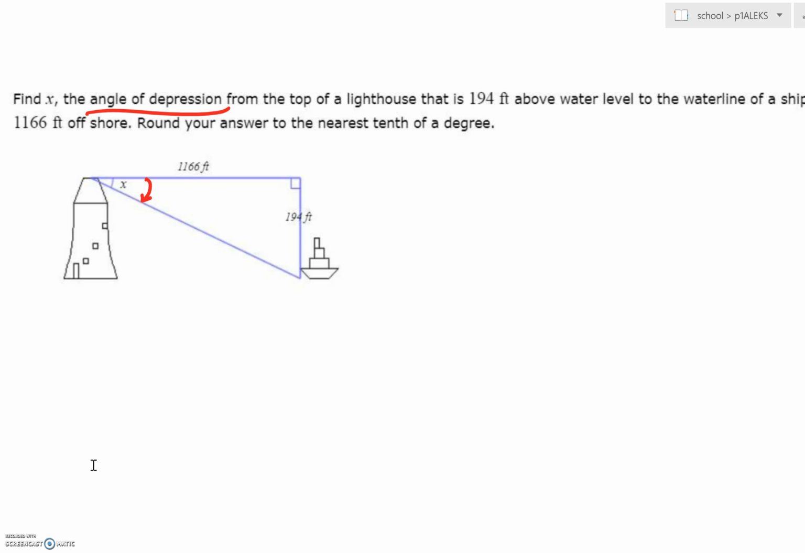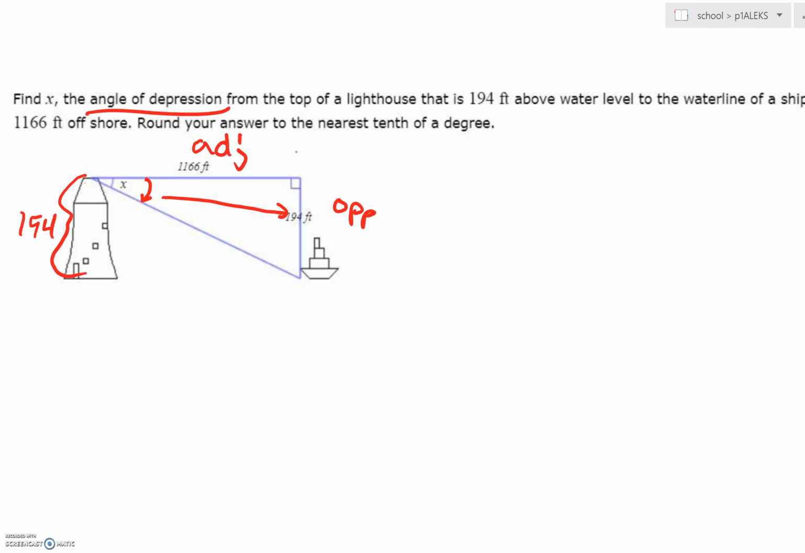So once again, here's what you need to do. You've got to label your triangle. That's what we do over and over and over again this unit. So look at the 194. That is what? Opposite. You can see the top of the lighthouse. It's 194 feet from the water. It's 194 feet this way, but from the line of sight to the boat, it's the same thing. The 1,166 is what? What side? Adjacent. It's right next to.